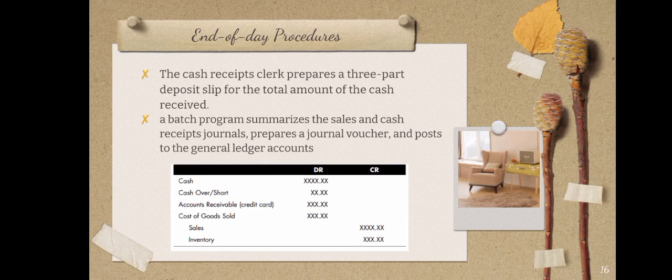In the end of the day procedures, the cash receipt clerk prepares a 3-part deposit slip for the total amount of the cash received. Lastly, a batch program summarizes the sales and cash receipt journals, prepares a journal voucher, and posts to the general ledger accounts. So the transaction below is a sample of the end of day procedures and the transactions that are being posted on the general ledger account.